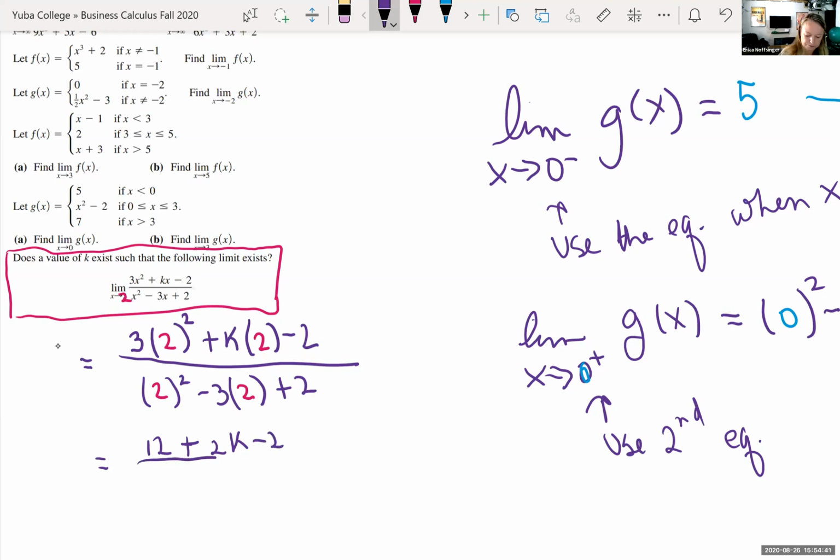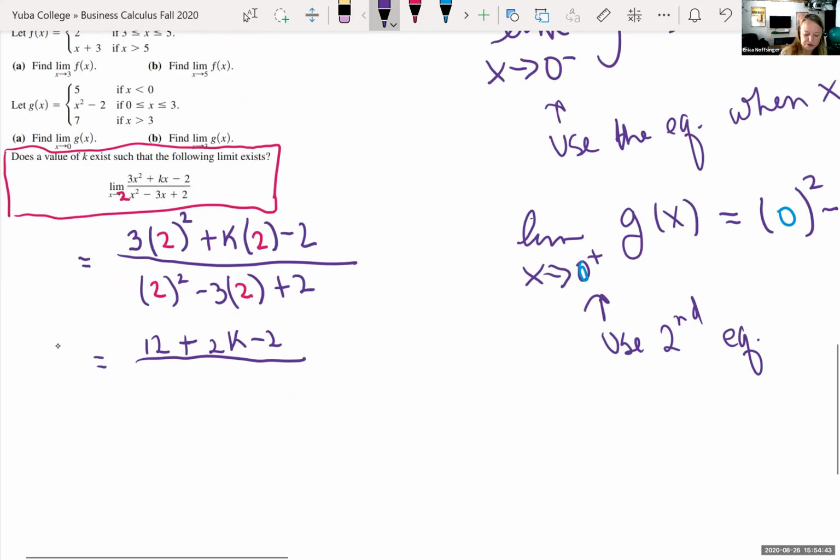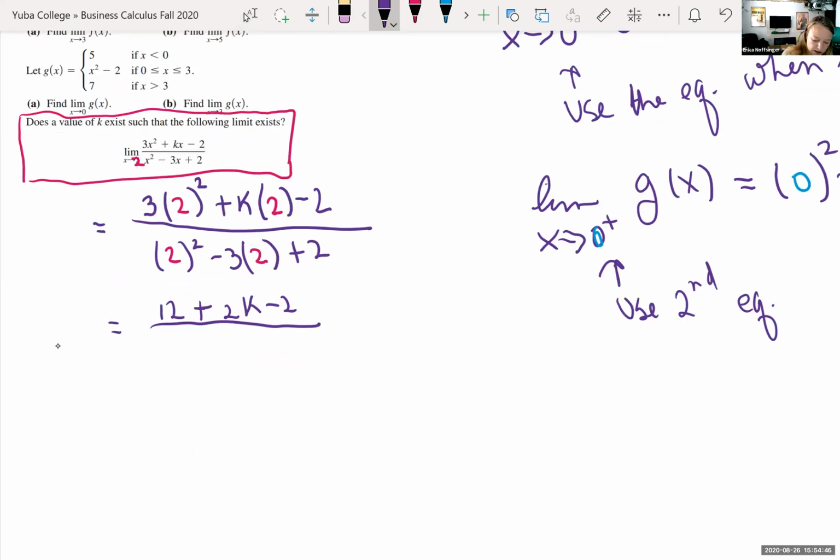All over. So 2 squared in the denominator is 4. Minus 3 times 2, so minus 6, and then plus 2. So let's simplify this a little bit. So 12 minus 2, those constants, that is 10, plus 2k is all over 4 minus 6 plus 2. So 4 minus 6 is negative 2, and negative 2 plus that 2 there would give me 0.